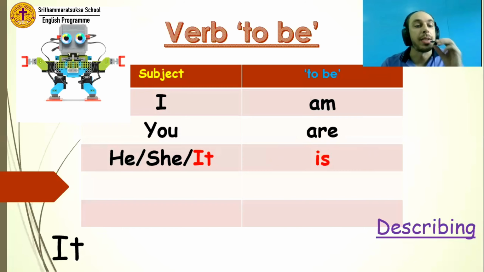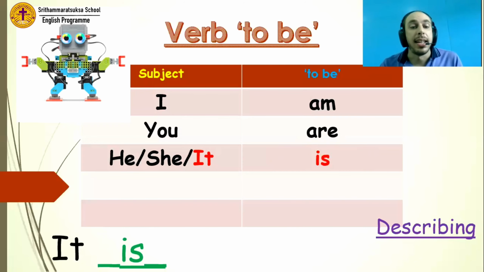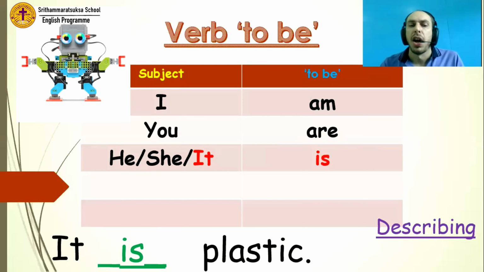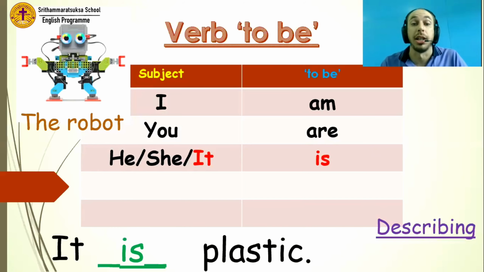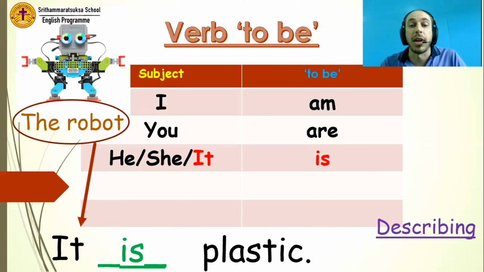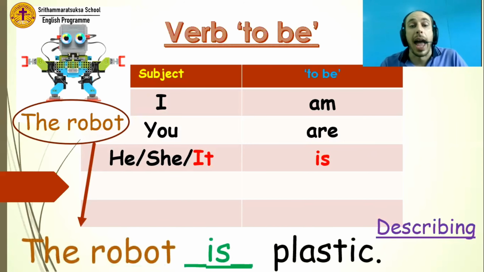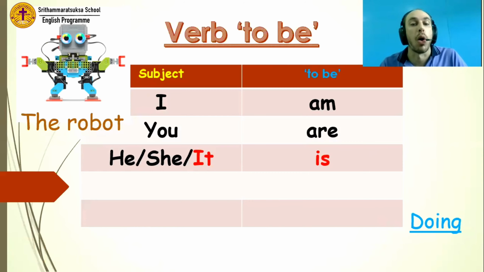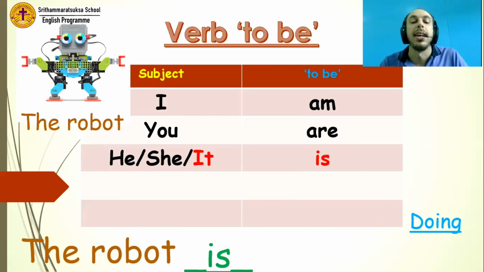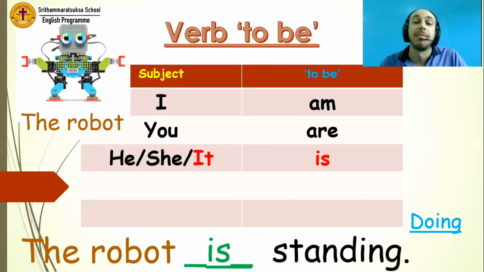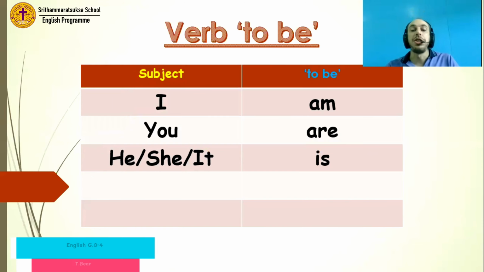Okay, for it is plastic. What is this? It is it's a robot. Or for this, we're going to say the robot. Do the same thing we did with Dan and Jill. Take what it is, the robot, switch it with the pronoun it, and now we have the robot is plastic. Okay, what is the robot doing? The robot is standing. Okay, that's he, she, and it.